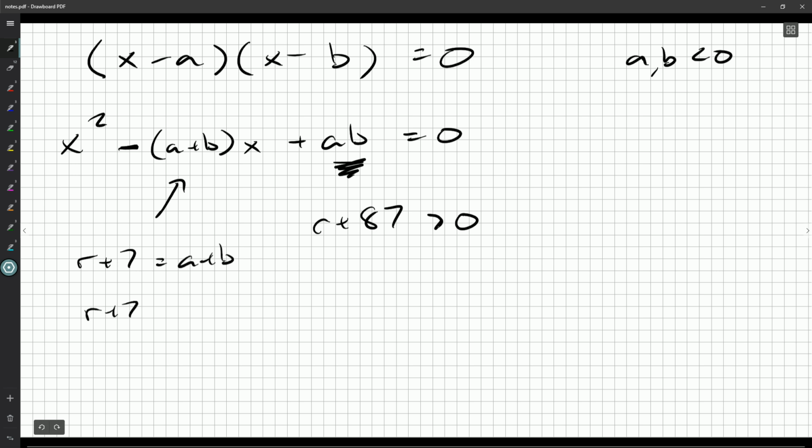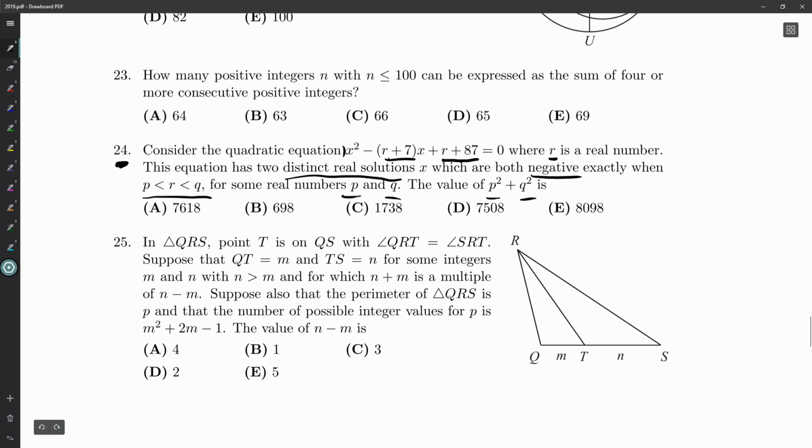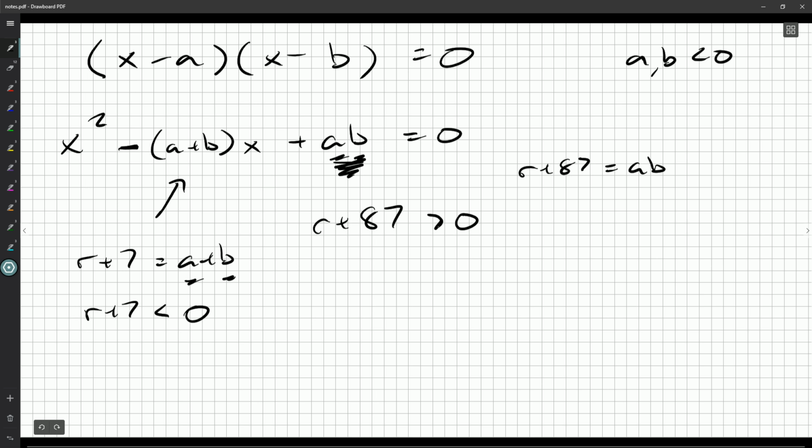R plus 7 needs to be negative, right? Because I know a and b are negative, and the sum of two negative numbers is negative. The product of two negative numbers is positive. And so then I just compare the coefficients in my expression here: the stuff that doesn't have x, the coefficient of x, and then the x squared. So this gives me some very nice information. For example, we can see that r has to be greater than negative 87, and over here, r has to be less than negative 7.